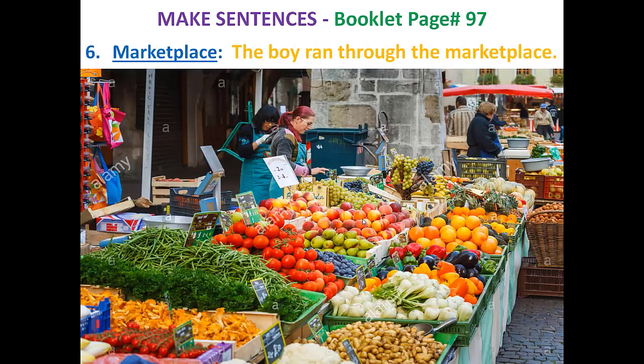Marketplace. The meaning of marketplace is a place where goods are sold and bought, a place where different things are bought and sold. Here we can see in the marketplace, the businessmen are selling the goods and customers are buying those goods. This is a marketplace in the picture. The sentence is: The boy ran through the marketplace.